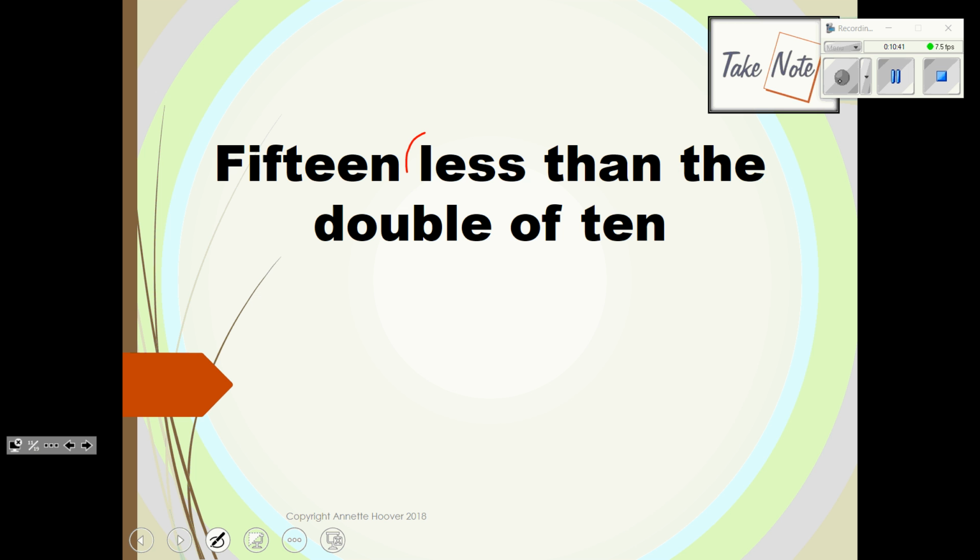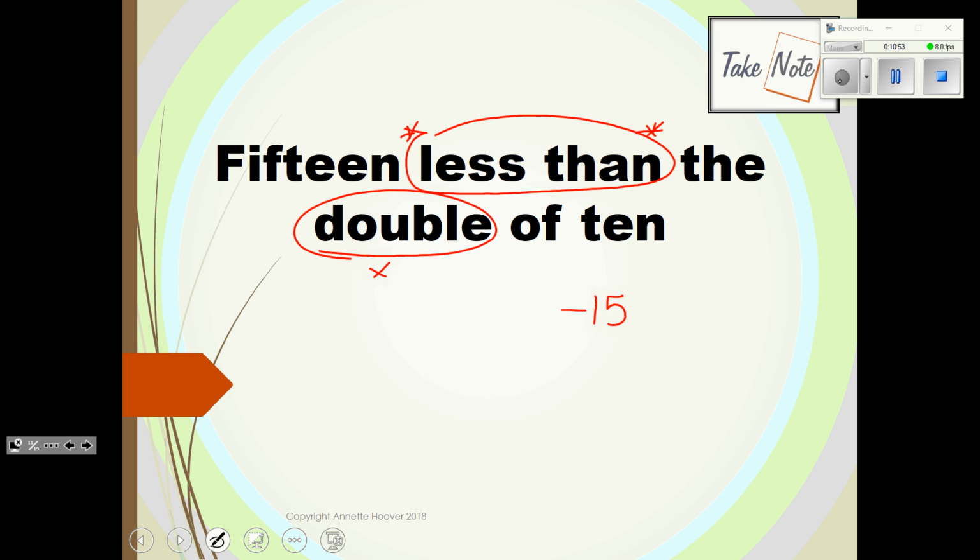15 less than. Again, here's this phrase "less than." So we want 15 at the end because whatever it is, we're going to take away 15 from it. The double of 10. Remember, double means we're going to multiply times 2. So we would have 10 times 2, and then we subtract the 15. 15 less than 10 times 2.